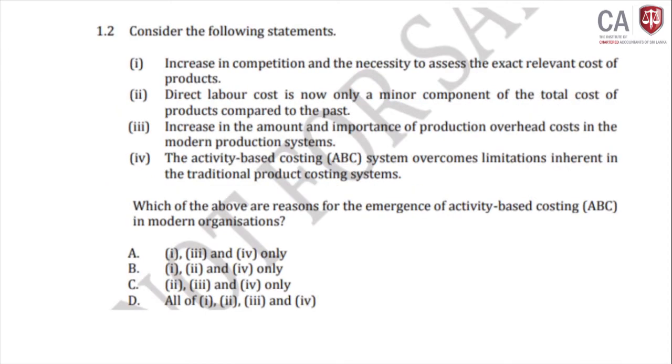So, let's go to second MCQ. You've been given 4 statements, and when you look at the question, it's about activity based costing. If we look at the history of ABC, why do we want ABC? If you look at traditional systems like absorption costing, it had its own inherent limitations.